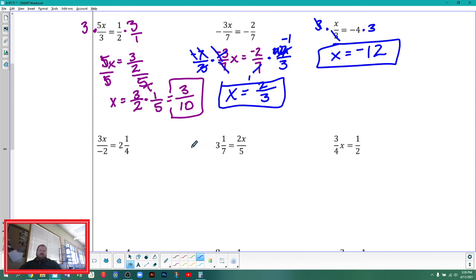Okay, so in any of these, I really encourage you to think about rewriting it where it's a fraction times x. And then also on this one, I hate that there's a negative down there. So I'm going to treat this as negative 3/2 times x is equal to 4 times 2 is 8 plus 1 is 9/4.